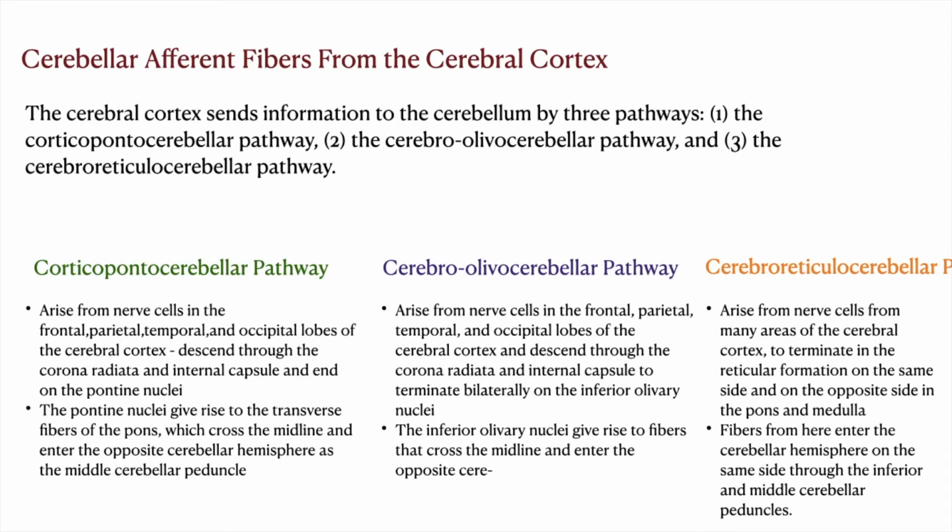The third is the cerebro-reticulo-cerebellar pathway. The fibers arise from nerve cells from many areas of the cerebral cortex, and they terminate in the reticular formation on the same side and on the opposite side in the pons and medulla. The fibers from here enter the cerebellar hemisphere on the same side through the inferior and middle cerebellar peduncles.